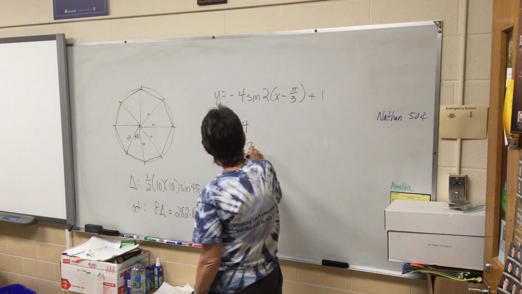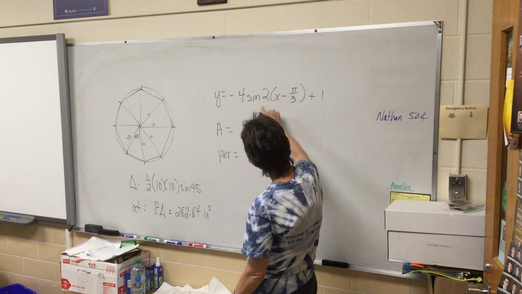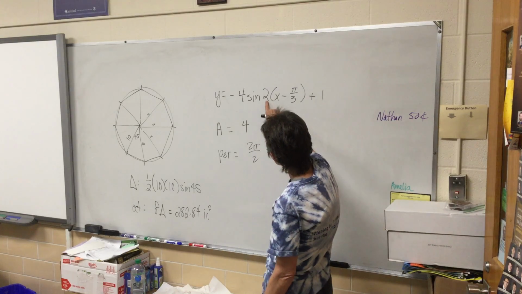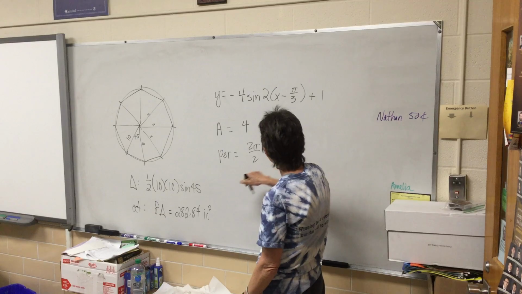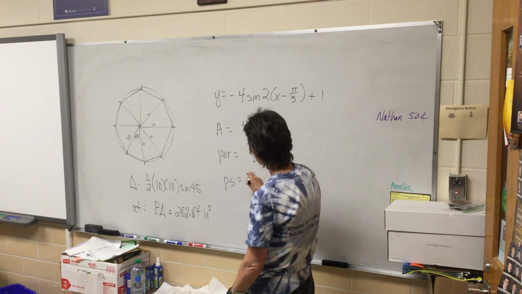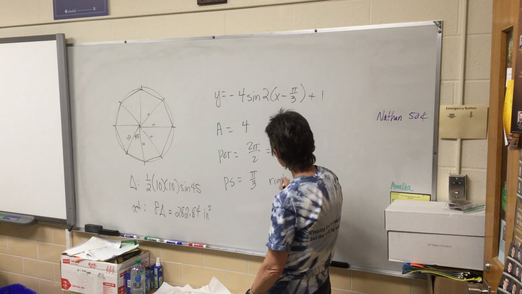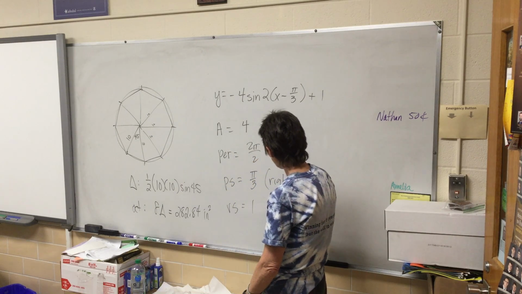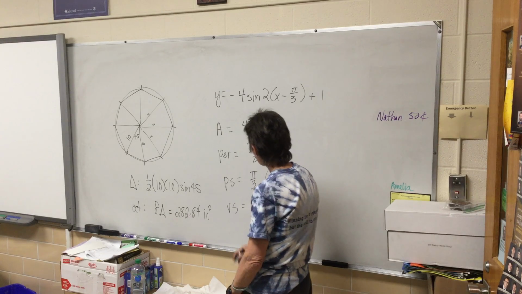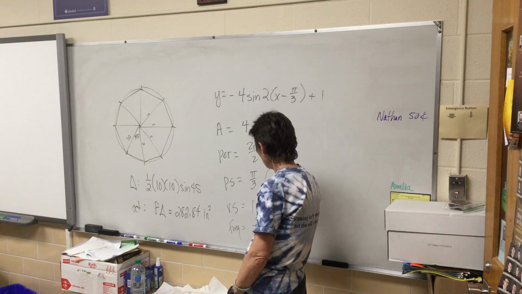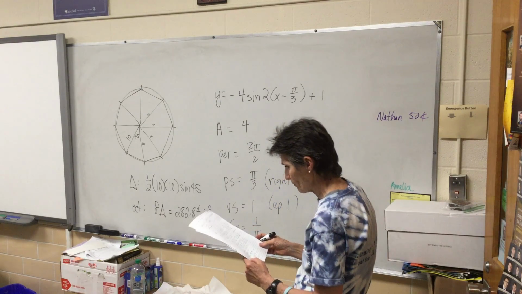The period is 2 pi divided by this coefficient. So this time, the period is just pi, 2 pi divided by the coefficient on x. My horizontal or phase shift is positive pi over 3, or right pi over 3. My vertical shift is 1, or up 1. And my frequency is always the reciprocal of my period, so it will be 1 over pi.